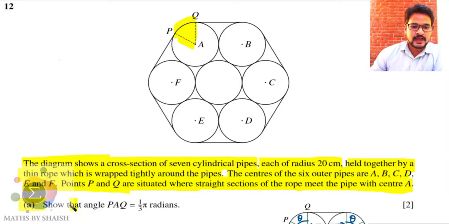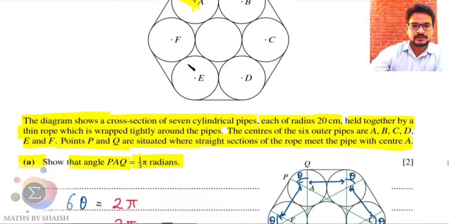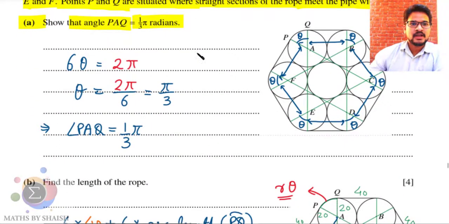First part is show that the angle PAQ is pi by 3 radian. So we need to find this angle PAQ here. And we know the radius of each pipe. So let's do it. Here we can see this line. So this line and this line are going to be parallel anyway. And this is parallel to this. Similarly, this is parallel to this. This is parallel to this, and this is going to be parallel to this, and finally this is parallel to this.